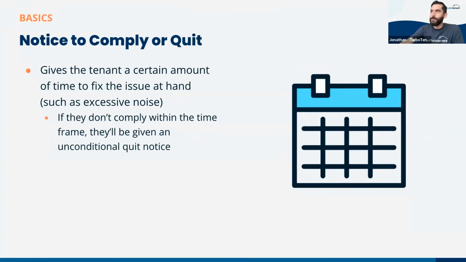Next up is the notice to comply or quit. This gives the tenant a certain amount of time to fix the issue at hand. And if they don't comply within that time frame, they'll be given an unconditional quit notice. A good example of this would be excessive noise. Let's say your tenant works on their car at all hours and they're very loud about it. You can issue a notice to comply or quit and say, hey, you really have to stop working on the car in the middle of the night, or else we're going to have to go to an eviction proceeding. And if they do it, great, you just avoided an eviction. That's awesome. If they don't comply, then at that point you would go to an eviction.